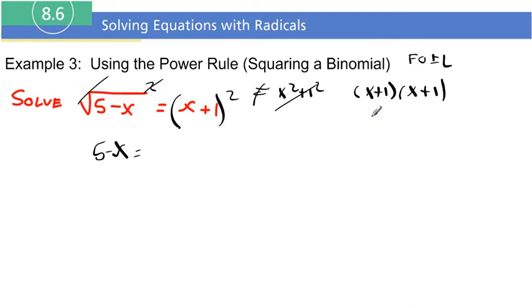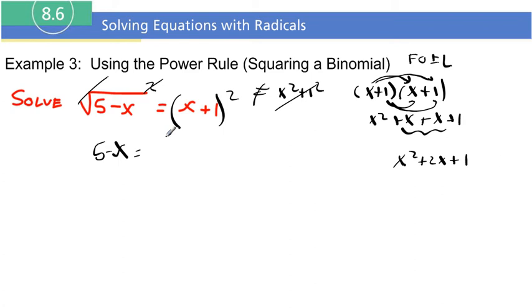So x times x is x squared. All right, so I just did this guy right here. And then x times 1 is plus x. And then 1 times x is plus x, and 1 times 1 is plus 1. Okay, so notice that we can combine those terms together, and I get x squared plus 2x plus 1. So that means that's what this whole thing becomes. It becomes x squared plus 2x plus 1.